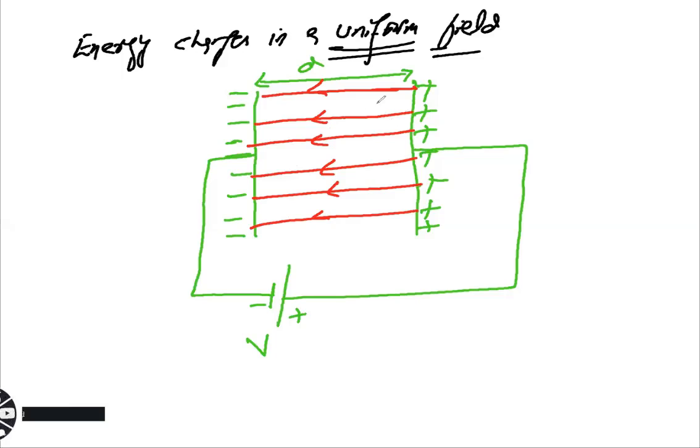On all points, any point over here, an equal force will apply on a charge. Actually, this is a uniform field, so an equal force will apply. Your electric field will be uniform. So if the electric field is uniform, that means equal force will apply at any point.